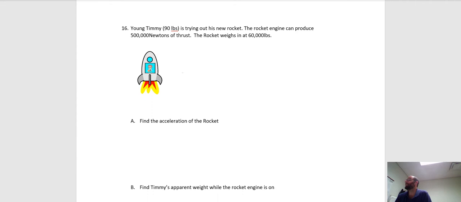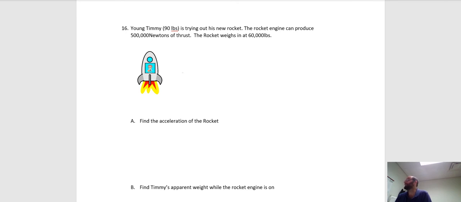I'm making this one to help you out with Unit 2, number 16. So, Timmy and his toy rocket. The first thing I would do with this, you'll notice that Timmy's weight is given in pounds and the rocket also in pounds. The first thing I would do is convert those to newtons.